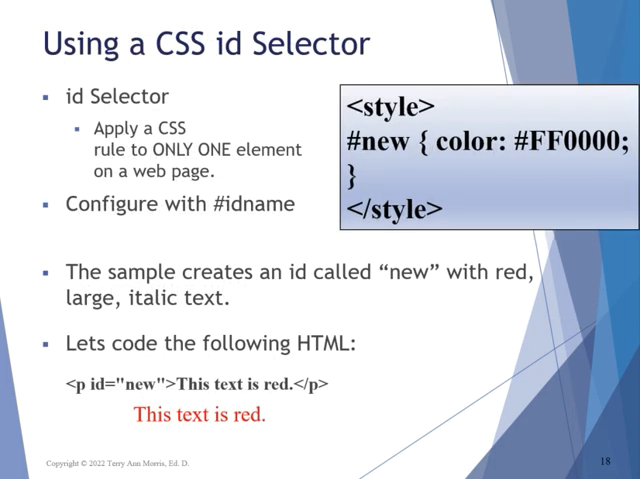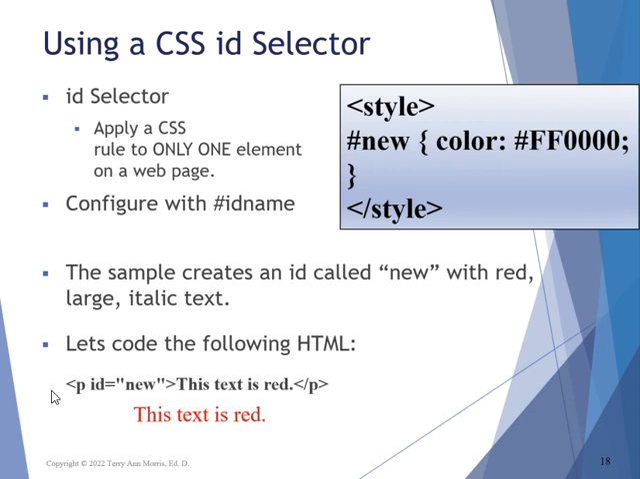Choosing a CSS ID selector. The ID selector applies a CSS rule to only one element on a web page and is configured with hashtag ID name. We're going to use the sample to create an ID called new with red italic text. To use the ID, we're going to code the following HTML tags.